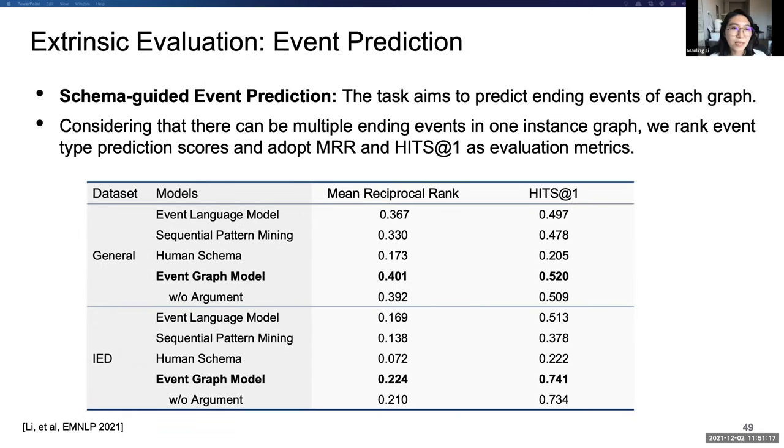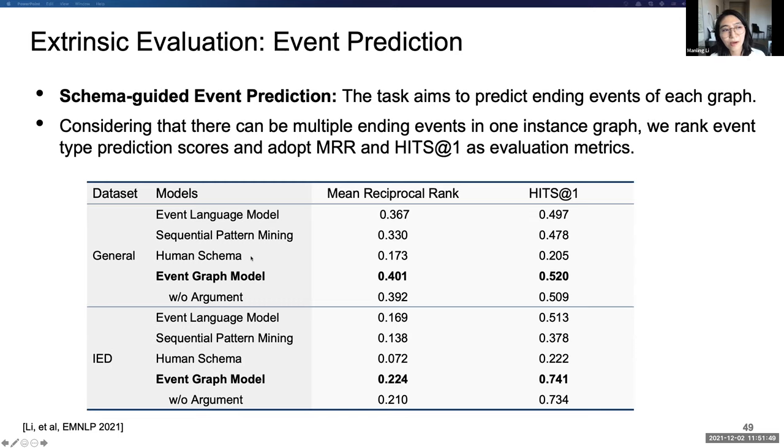And for this schema, I think the good side is that this is a probabilistic schema, so it can perform well on the event prediction task. Event prediction is basically what we train this model for. For each existing graph, we are trying to predict the next event. So it's just the graph generation process in our model. As a result, our model can perform much better than the human schemas.